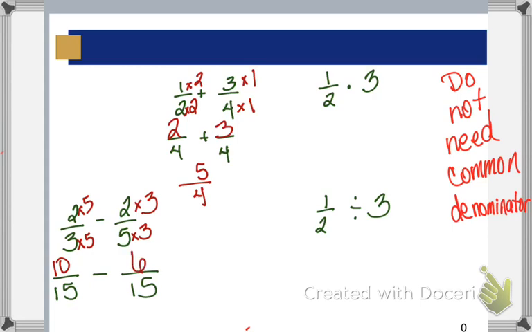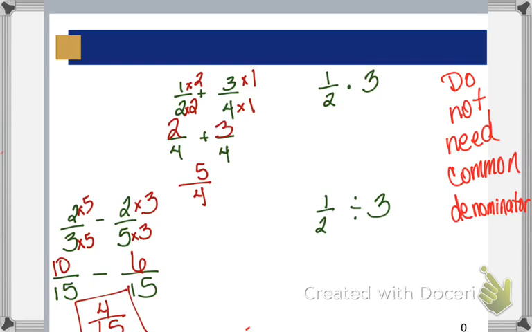Okay? What is 10/15 minus 6/15? 4/15. 4/15. Okay.